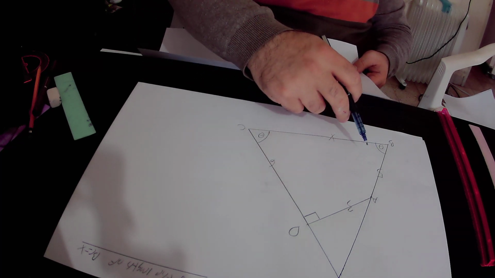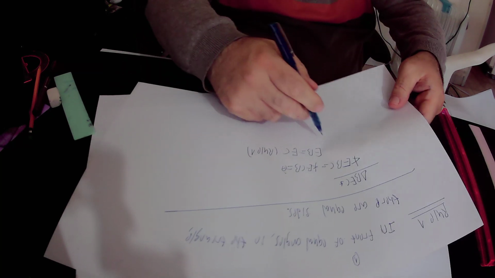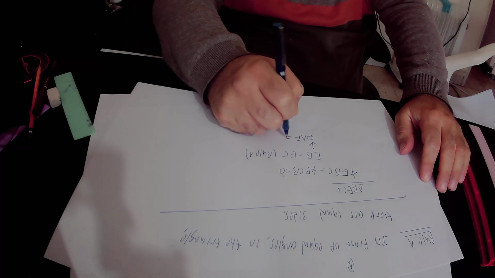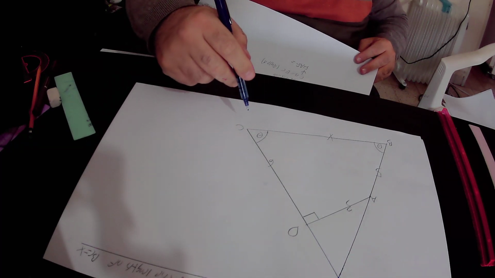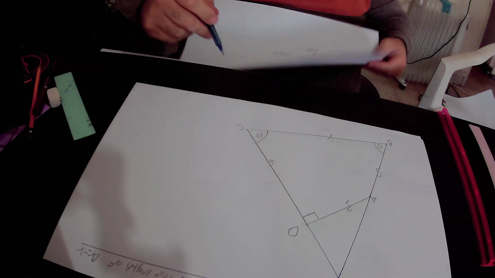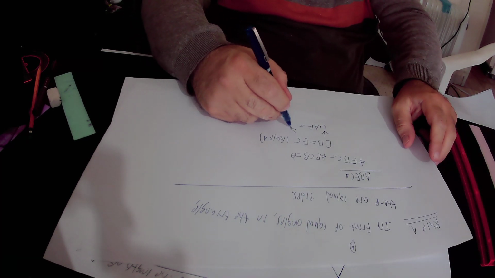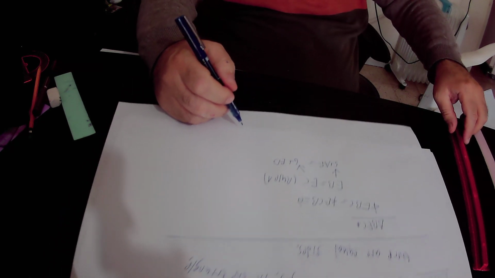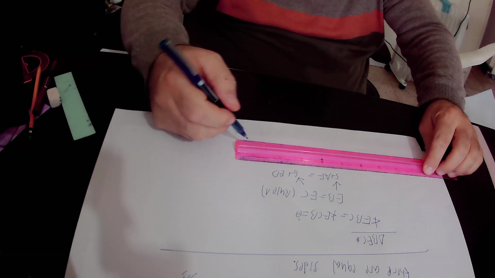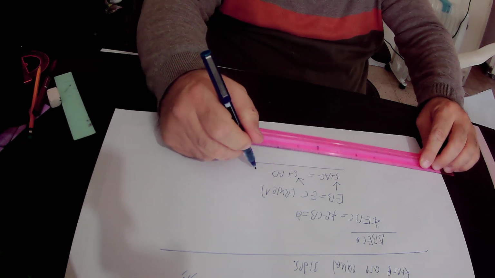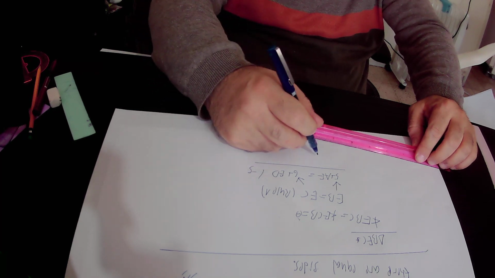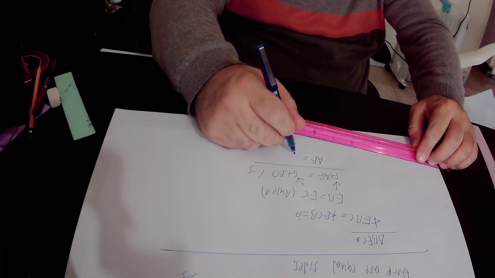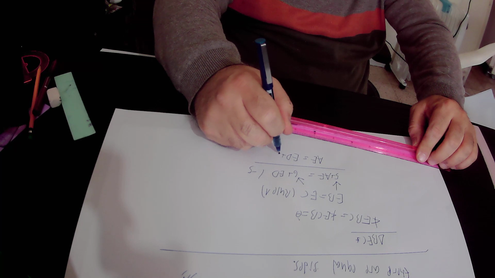EB equals 5 plus AE. So we substitute EB by 5 plus AE. EC equals 6 plus ED. So we substitute EC by 6 plus ED. Here we will subtract 5 from this equation and we'll get that AE equals ED plus 1.